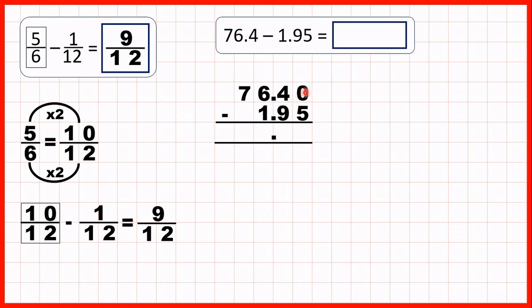We can't do 0 minus 5, so we go to the left, 1 less, 1 in front, and 10 minus 5 is 5. We can't do 3 minus 9, so we go to the left, 1 less, 1 in front, and 13 minus 9 is 4. 5 minus 1 is 4, and 7 minus nothing is 7. So our answer is 74.45.